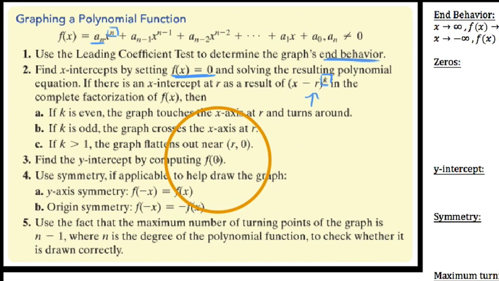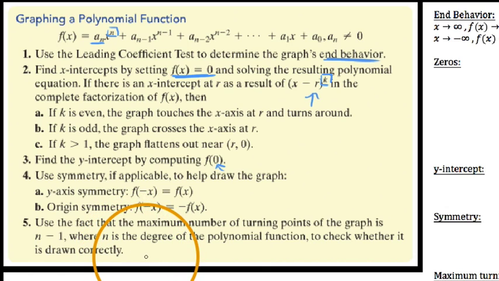Also find the y-intercept. So to find the x-intercepts, we plug in 0 for y. Well, this says plug in 0 for x to find the y-intercept. And then number 4 here, this is just kind of a bonus step. It says, check to see if this is an even function or an odd function to maybe see if it has any symmetry. And then last but not least, use the fact that the maximum number of turning points of the graph is n minus 1, where n is the degree of the polynomial function. That is, whatever the degree is, the maximum number of turning points is always going to be 1 less than that to help you sketch this.